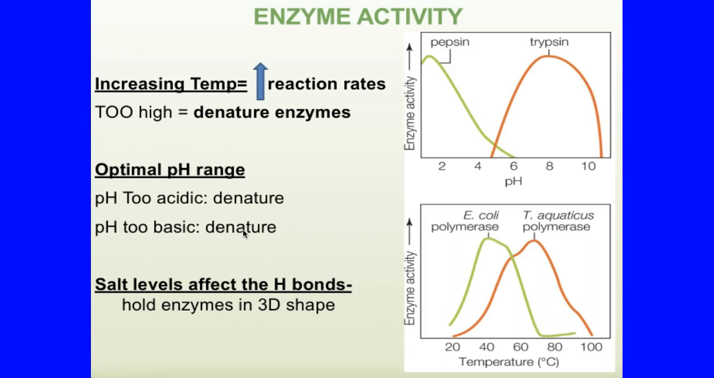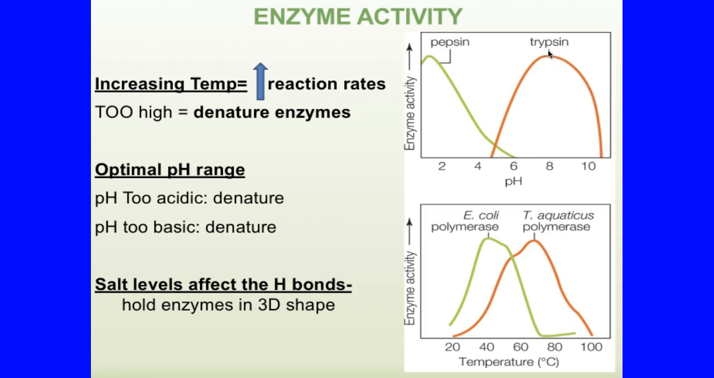Okay, now let's look at optimal pH range. If it's too acidic, meaning a pH of 2 or 3, it can actually denature an enzyme, or if it's too basic, let's say a pH of 14, it'll denature the enzyme as well. The optimal range for this pepsin would be around pH 2, so it's very, very acidic. It actually likes acidity. But if we start getting more along the neutral levels of pH, it completely denatures it at around pH 6.